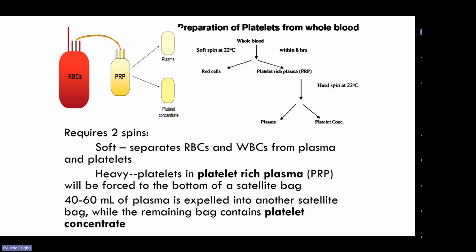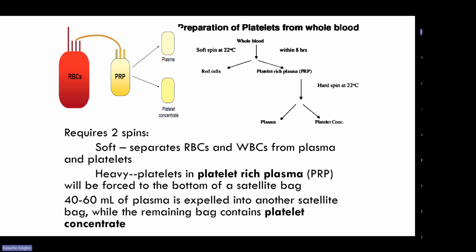So to prepare platelets from whole blood, as you can see in this diagram, this is whole blood. We require 2 spins. We require a soft spin to separate red blood cells and WBC from plasma and platelets. Then we do what we call a heavy spin to get platelets from the platelet-rich plasma.